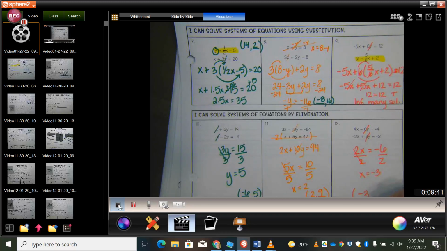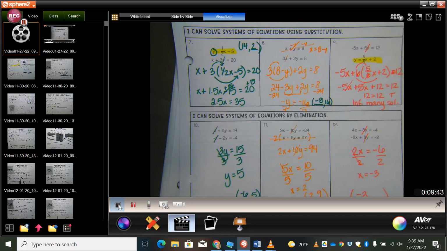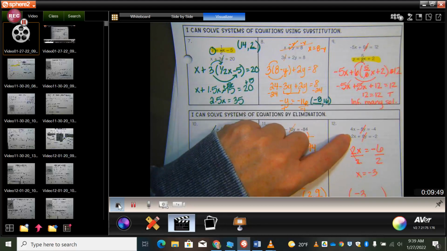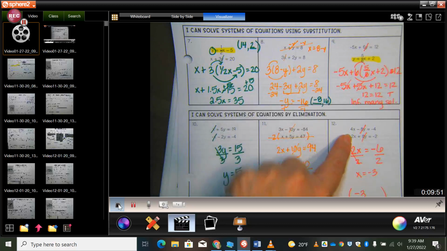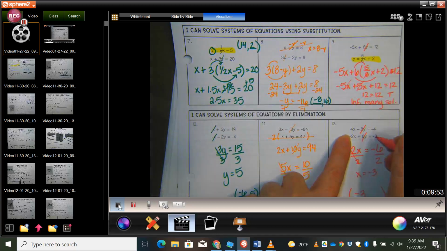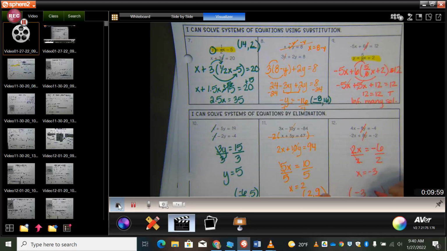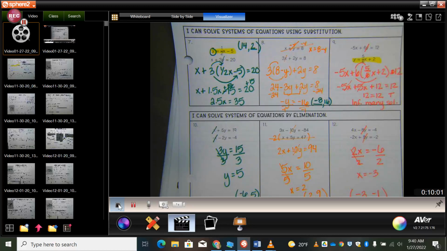x is negative 3. We still need to solve for y. So just plug it into either one. I'll choose the bottom one. Negative 2 times negative 3 is positive 6. So now I have a negative 2 minus 6, which gives me 8. So 8y equals 8. So y is, actually it's negative, so it would be a negative 1. And that would be my solution for this one.